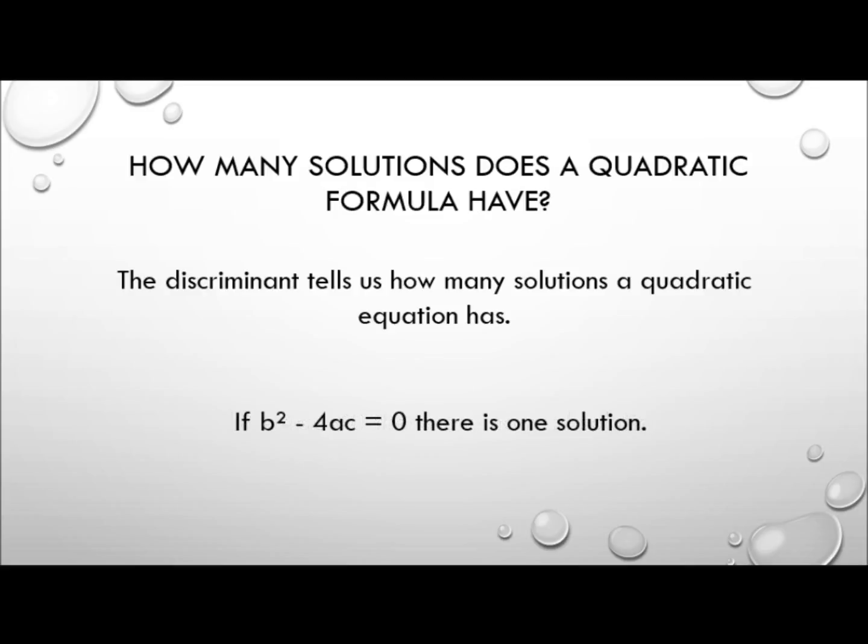If the discriminant is equal to 0, then there is only one solution. That is to say, if b squared and 4ac are the same number, then there is just one solution. If b squared minus 4ac is bigger than 0, that is to say if the discriminant is bigger than 0, or if b squared is bigger than 4ac, then there are two solutions.